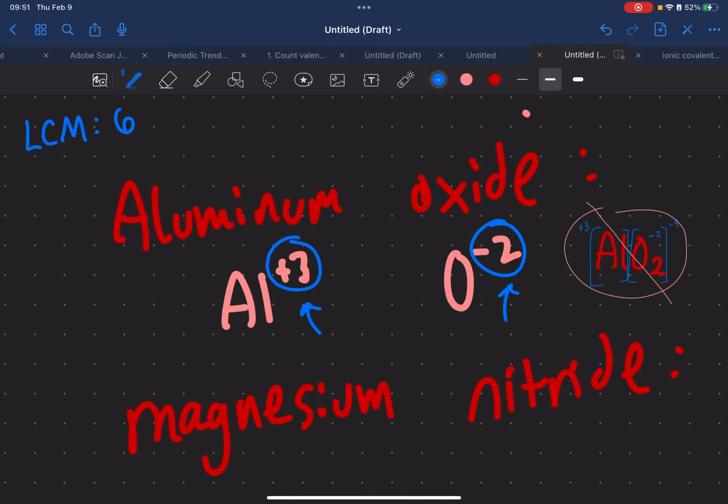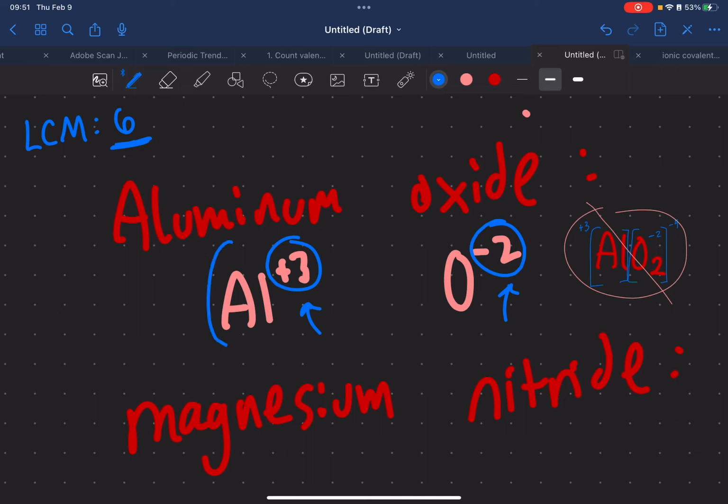Now I'm going to tell you right now, in most of the examples that we're going to do in this class, the least common multiple is normally going to be 6. That's just how it's going to work, because we don't deal that much with ions that have charges greater than 3. Anyway, now that we know our least common multiple, we need to figure out how to get a charge of magnitude 6 on each of our ions.